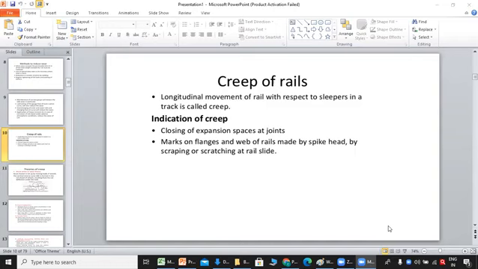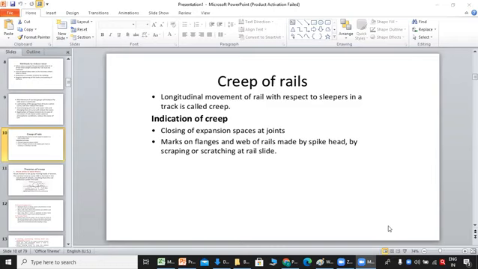Welding of rail is also important in university examination. Write a short note on welding of rail. Write a short note on wear on rail. What is meant by creep? Or write a short note on creep of rail. This type of question may be asked in university examination for 5 to 7 marks. So the longitudinal movement of rail with respect to sleeper in a track is called creep.